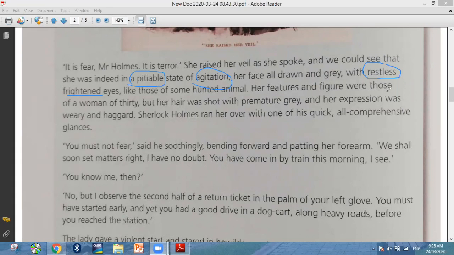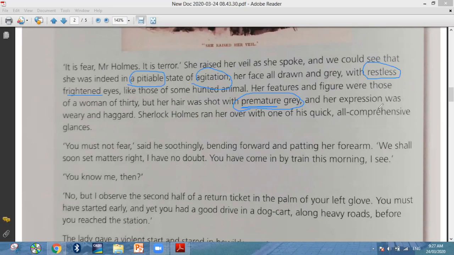Her features and figure were those of a woman of 30, but her hair was shot with a premature gray. Here, premature, what does it mean? He's even describing her hair. Mustafa Saleh, unmute yourself please. It means that she was beginning to have gray hair, even though it's not the time or the age for this. So she looks young, but she has some gray hair, not in its time. You understand?